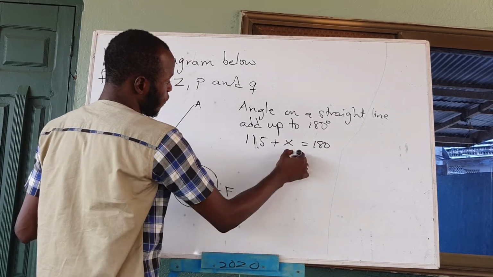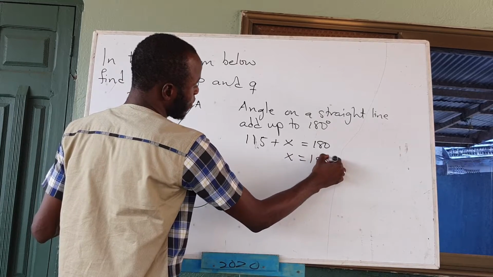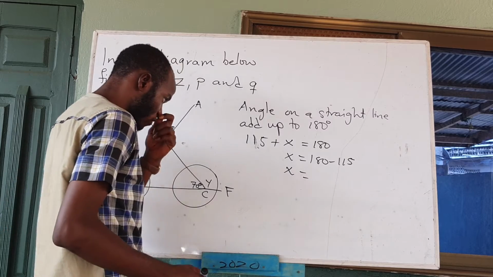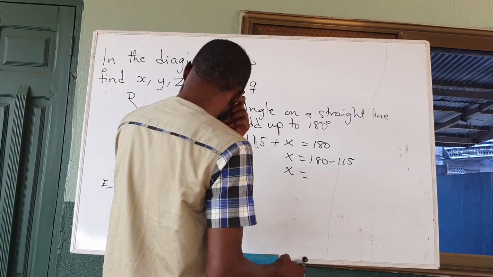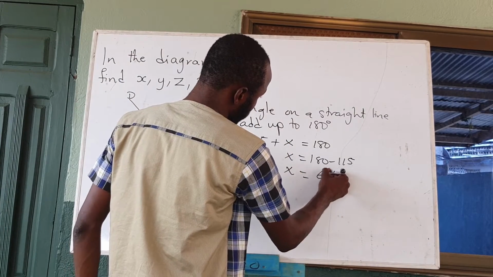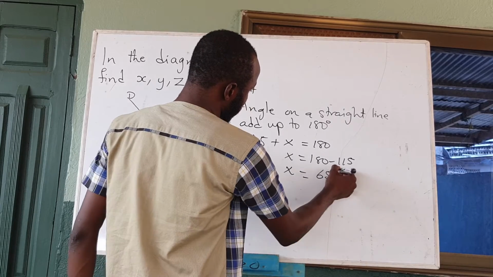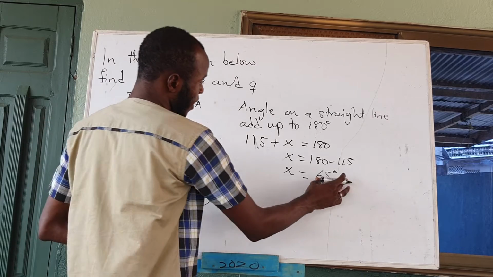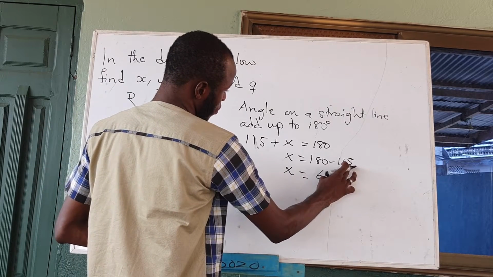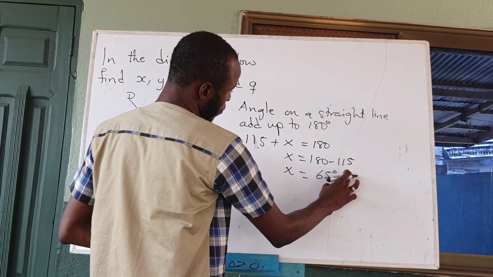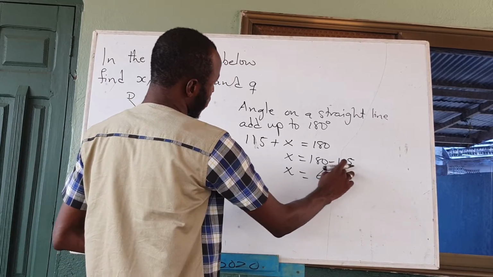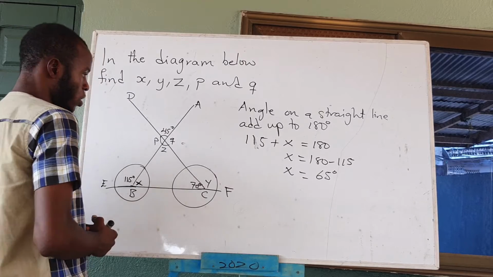So finding our x, we have 180 minus 115. So x will be equal to 65 degrees. So x is 65 degrees, because when you add these you should be getting 180. So we have x equal to 65 degrees.